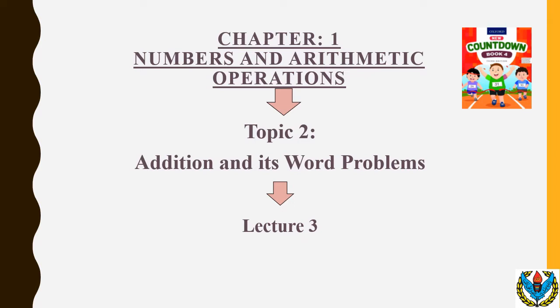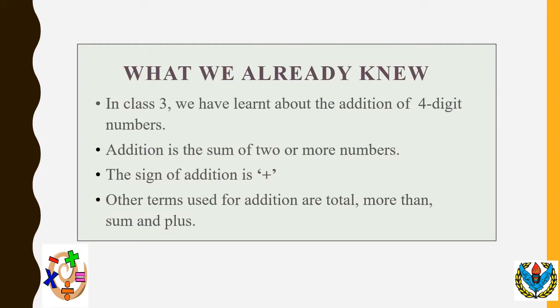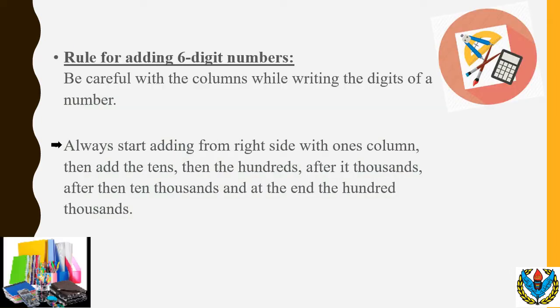As previously we have learned about the addition of 4-digit numbers, where addition is the sum of 2 or more numbers, where the sign of addition is plus sign. The other terms used for addition are total, more than, sum and plus. Here are the sum rules for adding 6-digit numbers, which we have to keep in our mind. Be careful with the columns while writing the digits of a number.